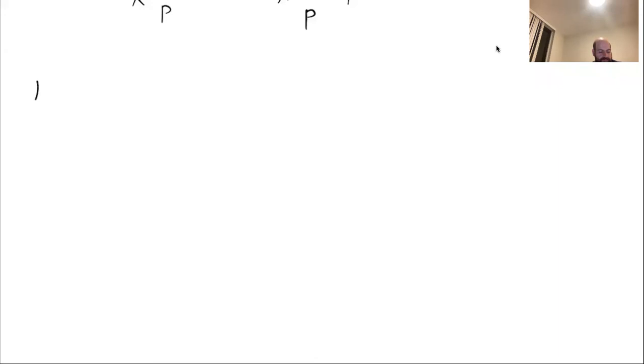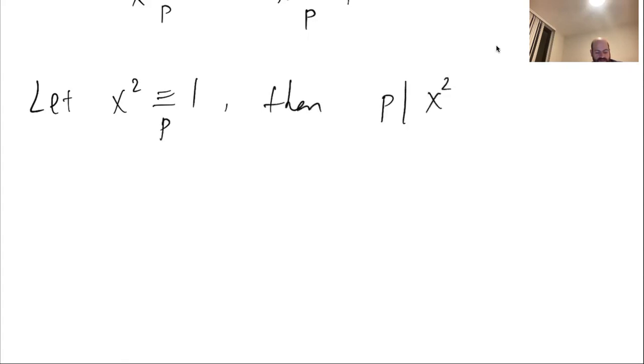let x squared be equal to 1 mod p. Then we can say that p divides x squared -1. This is the meaning of congruent, two numbers being congruent to each other mod p: that means p divides the difference between those two numbers. And that means p divides x -1 times x plus 1.